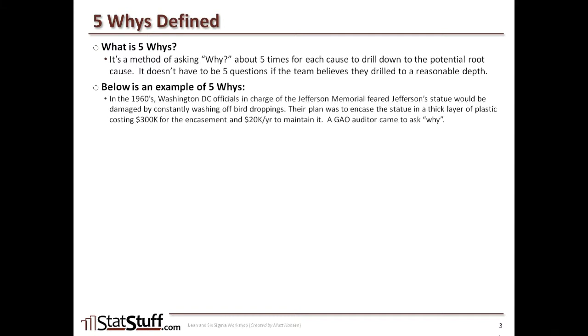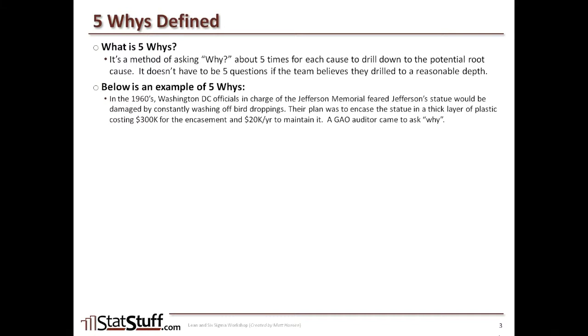So in the 1960s, Washington, D.C. officials in charge of the Jefferson Memorial feared that the Jefferson statue would be damaged by constantly washing off the bird droppings. Their plan was that they wanted to encase the statue in a thick layer of plastic that would cost about $300,000 for the encasement and cost about $20,000 a year to maintain it.